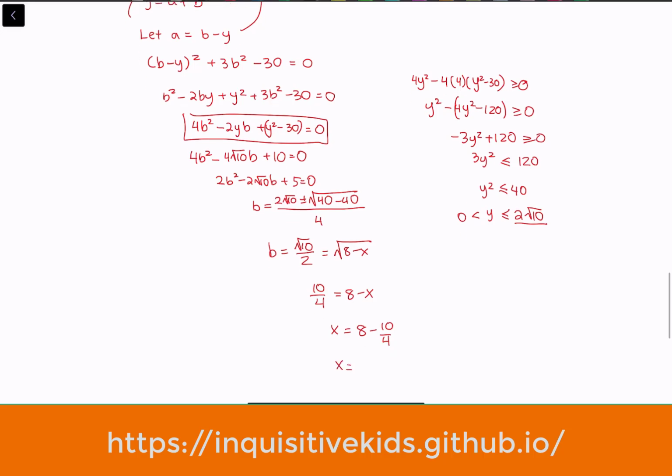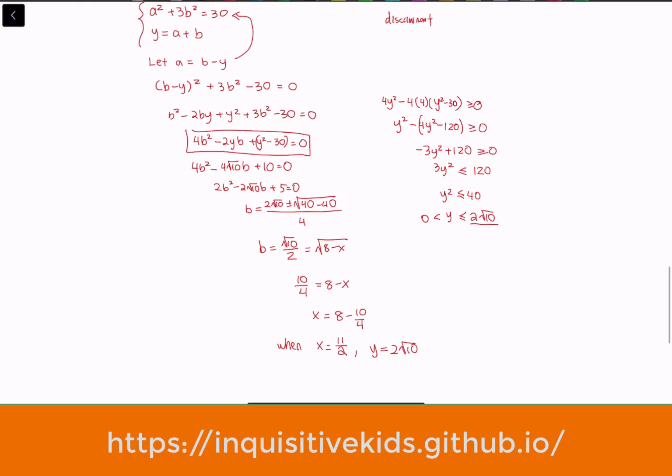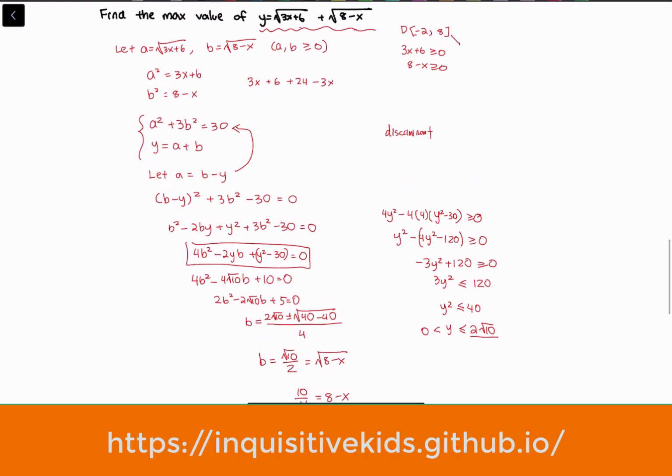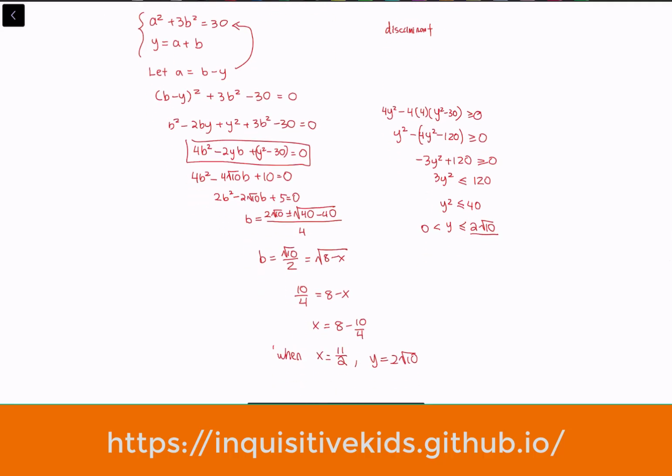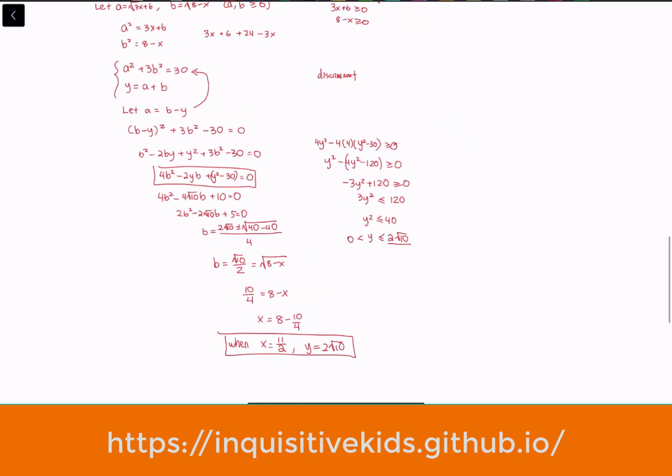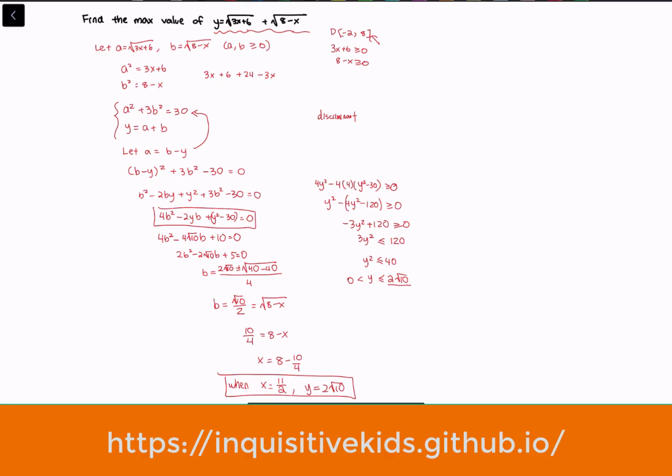So we find that x is equal to 11 over 2, which means that when x is equal to 11 over 2, y is equal to 2 times the square root of 10. And let's see if 11 over 2 is part of the domain. It is indeed between negative 2 and 8, which means that our maximum value for y does work out. It does exist. So for this problem, we use the methods of root substitution as well as the discriminant method to find the maximum value of y.